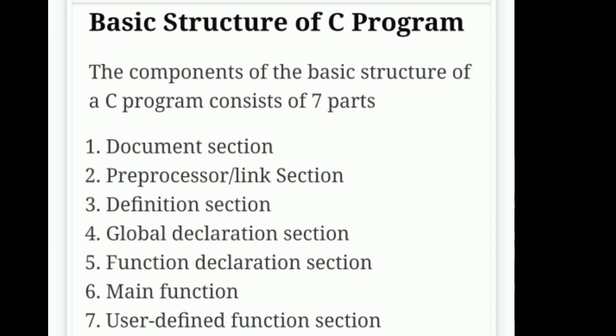Next, what is the third one? The third one is the definition section. This section involves the variable definition and declaration of instances, that is, the variable definition and declaration in C.